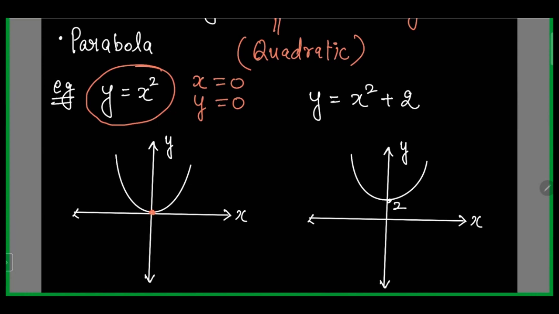The second question that you need to ask is about shape. What will be the shape of this graph? So the shape of this graph will be a parabola. Why? Because y depends upon x square. So I will draw a parabola.